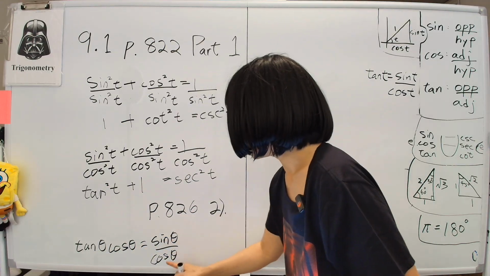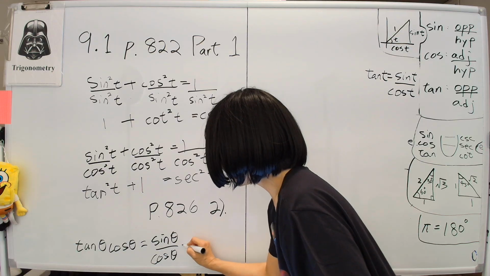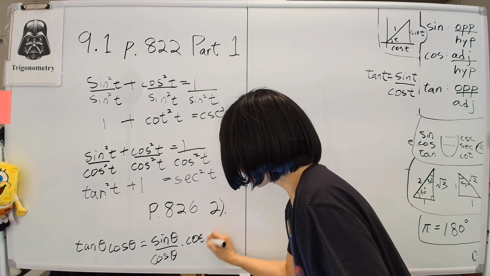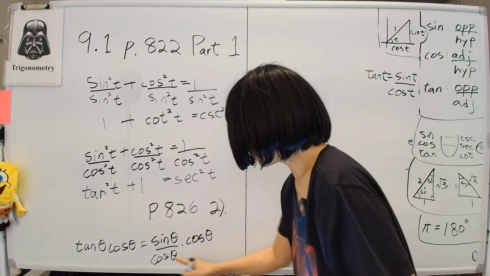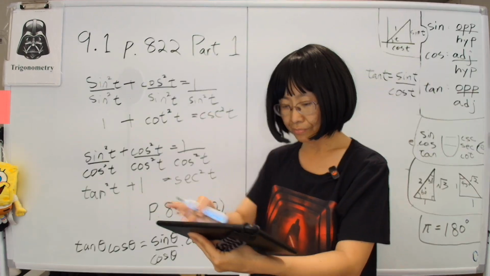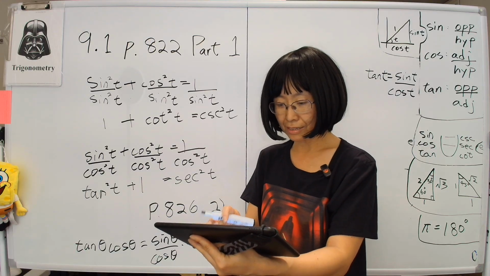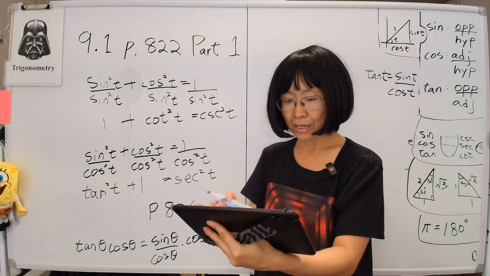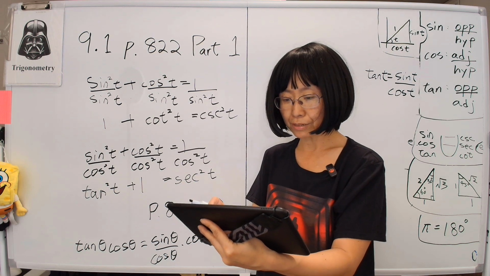Anyway, so sine theta over cosine theta, and that's tangent theta right here, times cosine theta, and that's this one right here. So we have two of them that cancel out. So the answer is just sine theta, and that's it. And as you can see in the book, that is correct. Okay, so that's example 2. So next, let's look at example 3.